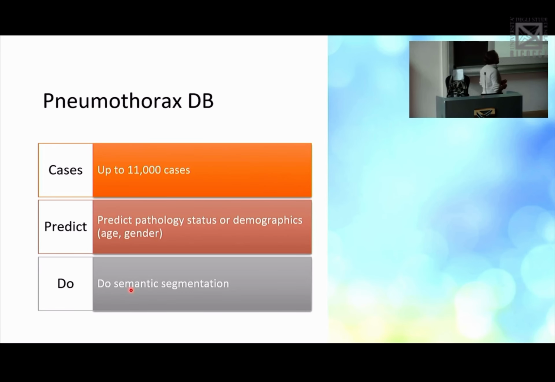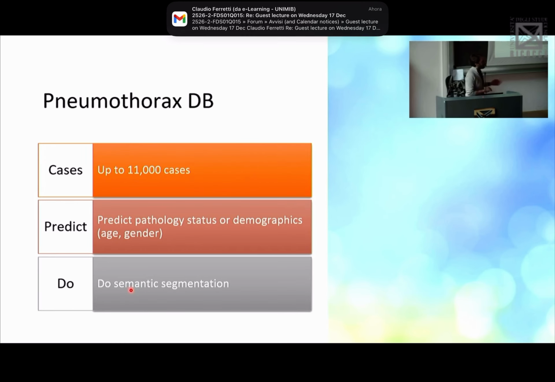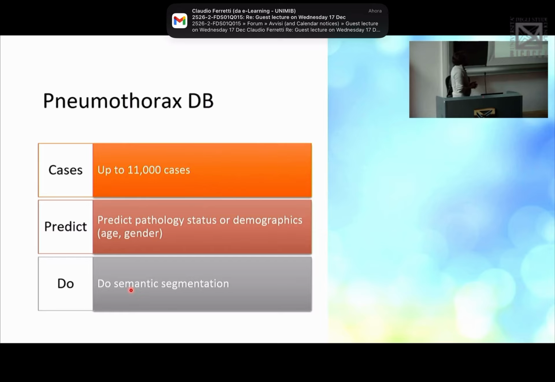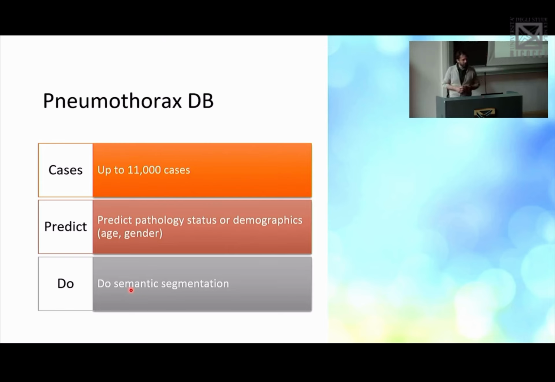Then there is the pneumothorax database, which we ended up not using during this course, if not for reading a single image. But there is online, not on our drive, but I will give you the link, the full data set of 11,000 cases, which, by the way, are relatively unbalanced. So the pathology is present in 20% of the cases.